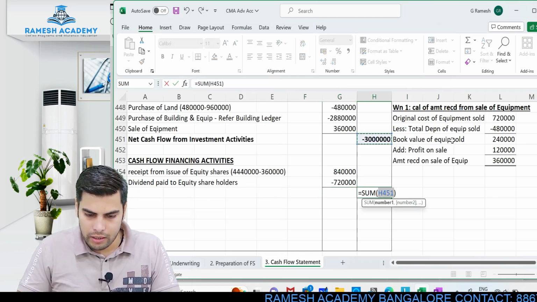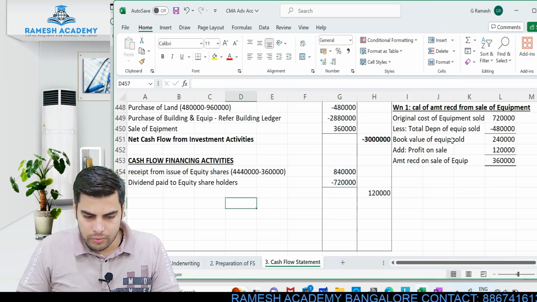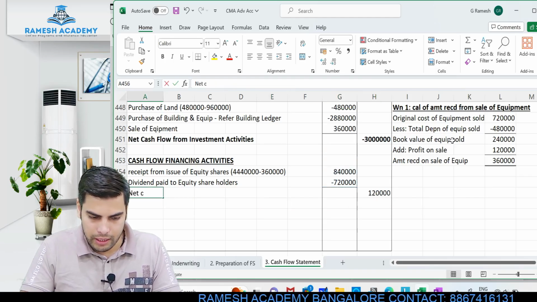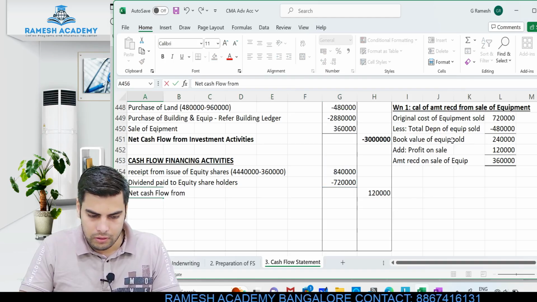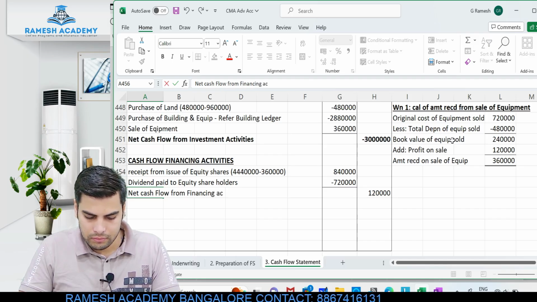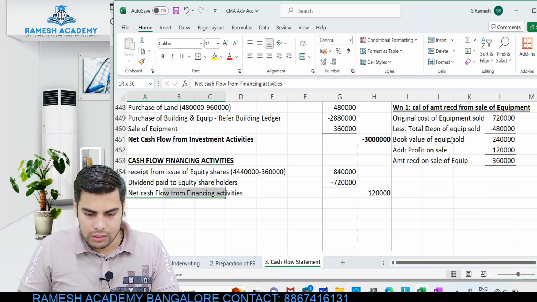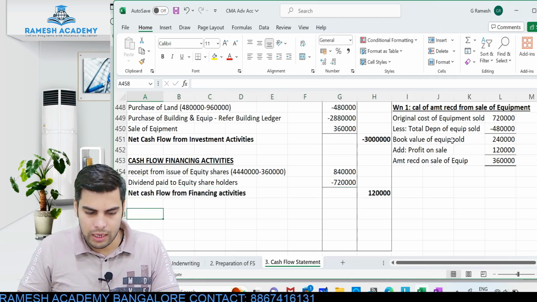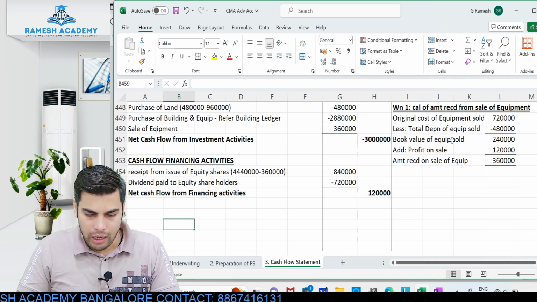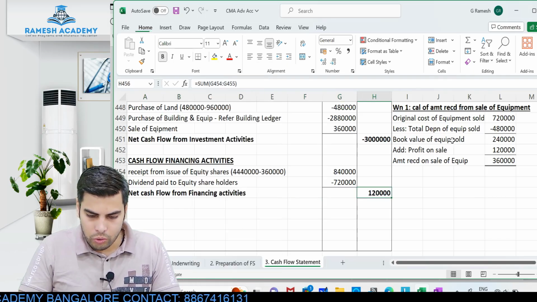So how much do we get? This would be the net cash flow. Okay, so net cash flow from financing activities. This is the net cash flow from financing activities, 1,20,000 rupees. All right. Now we just need to check out the total cash flow.